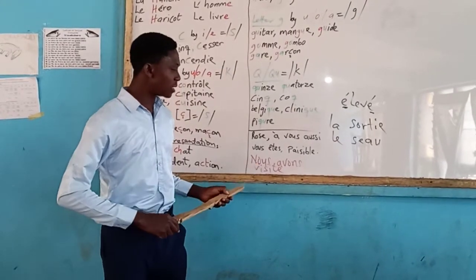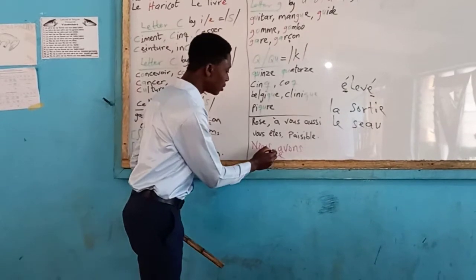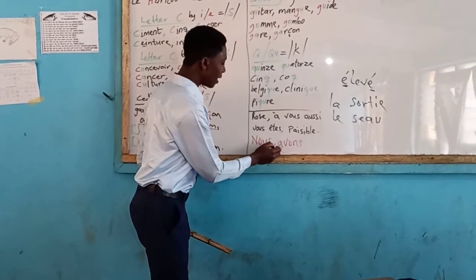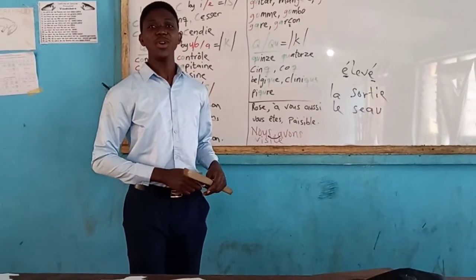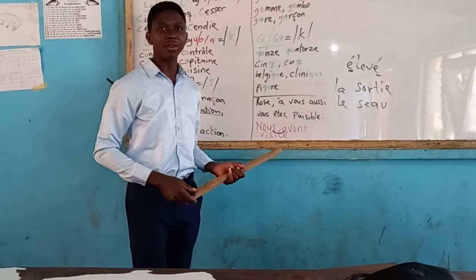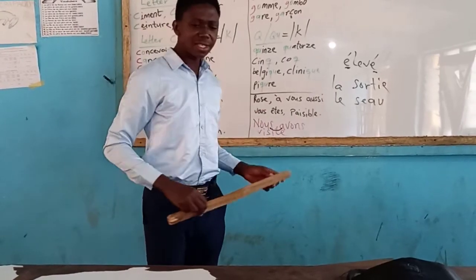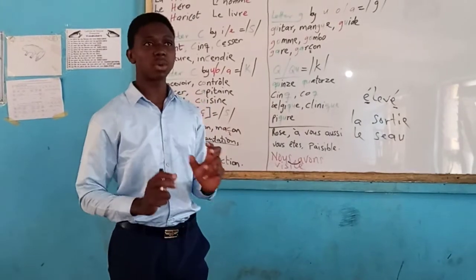Now, look at this one. Can you try it? So we have nous. Then we also have avons. Linking the two together, joining the two together as one. Yes, correct. Nous avons. That is correct. Nous avons. So that is the cases where you see the S pronounced as Z.